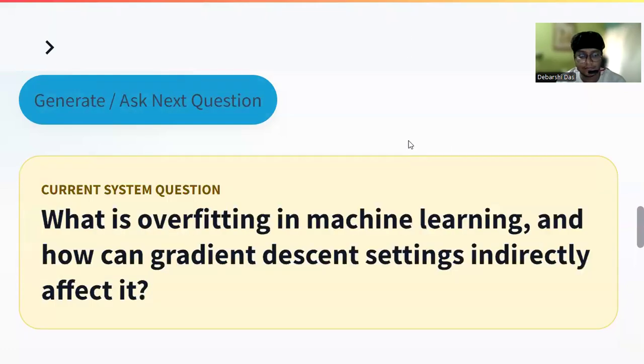What is overfitting in machine learning, and how can gradient descent settings indirectly affect it?